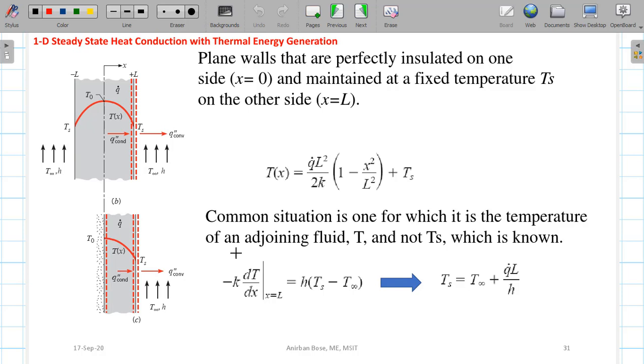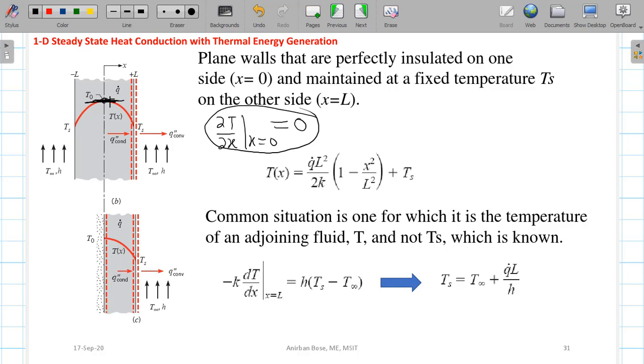Now if we observe carefully, what is the temperature gradient at x is equal to 0? You can see the slope of the temperature field here is 0. That means the temperature gradient here is 0. If the temperature gradient at x is equal to 0 is 0, which means at this point the heat flux that is transferring this point is 0, because you know that the heat flux is directly proportional to the temperature gradient.